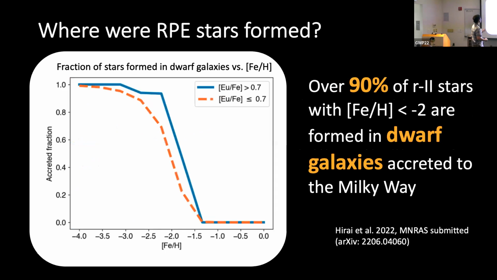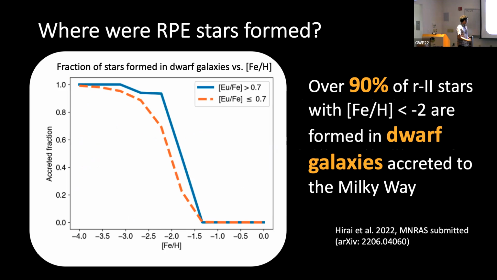The next question is where the R process enhanced stars are formed. We found that over 90% of R process enhanced stars with [Fe/H] < -2 are formed in dwarf galaxies accreted to the Milky Way. This figure shows the fractions of stars that are formed in accreted components as a function of metallicity.